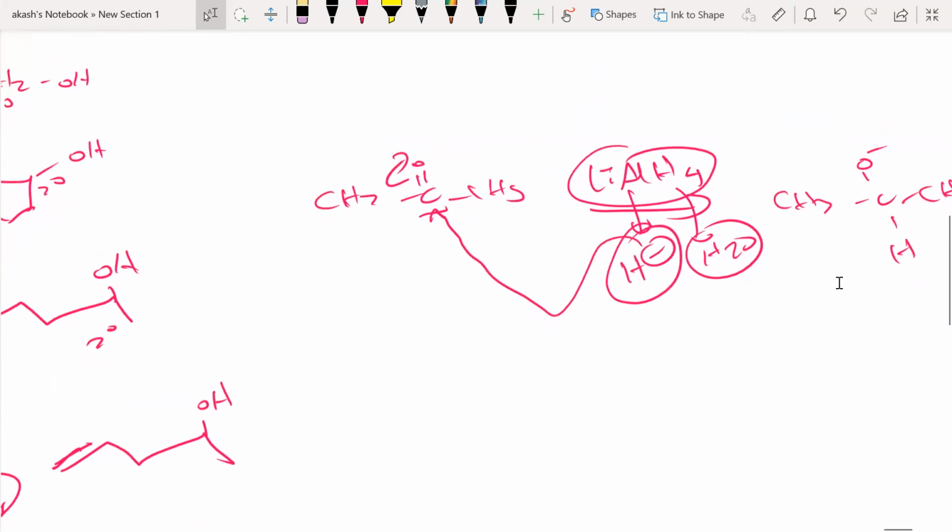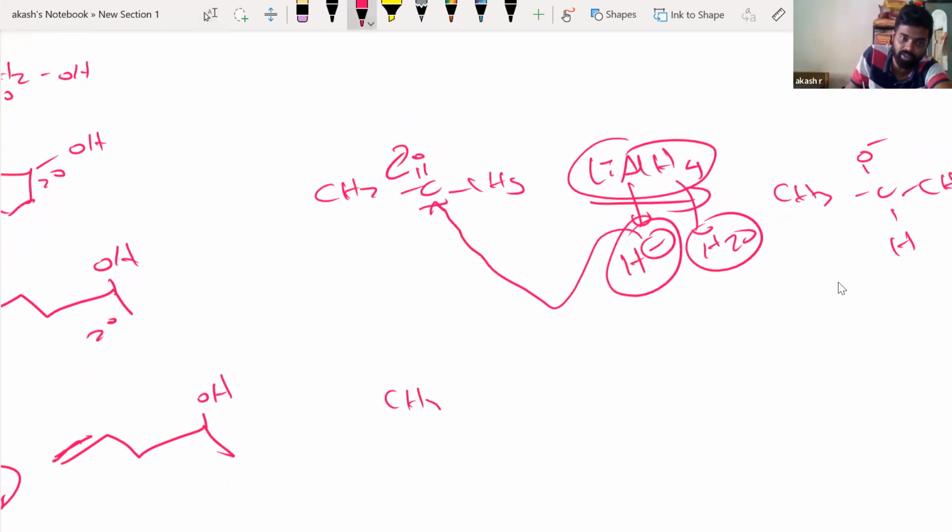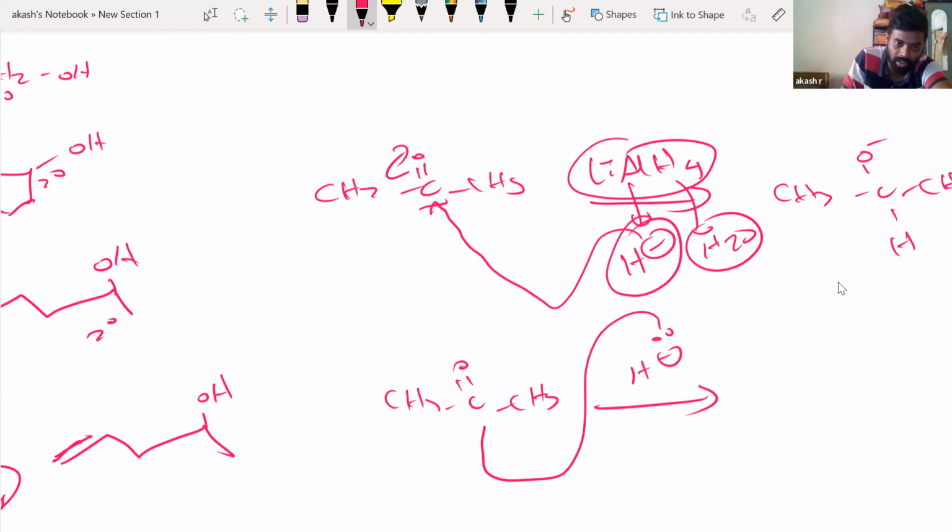Could you explain again that H minus and H2? Yeah, right. So we have CH3, C=O, CH3. Now from LiAlH4 or NaBH4, it's a hydride. I know what the hydride ion is: I have H minus with 2 electrons. So that is going to come and attack, and this bond breaks.